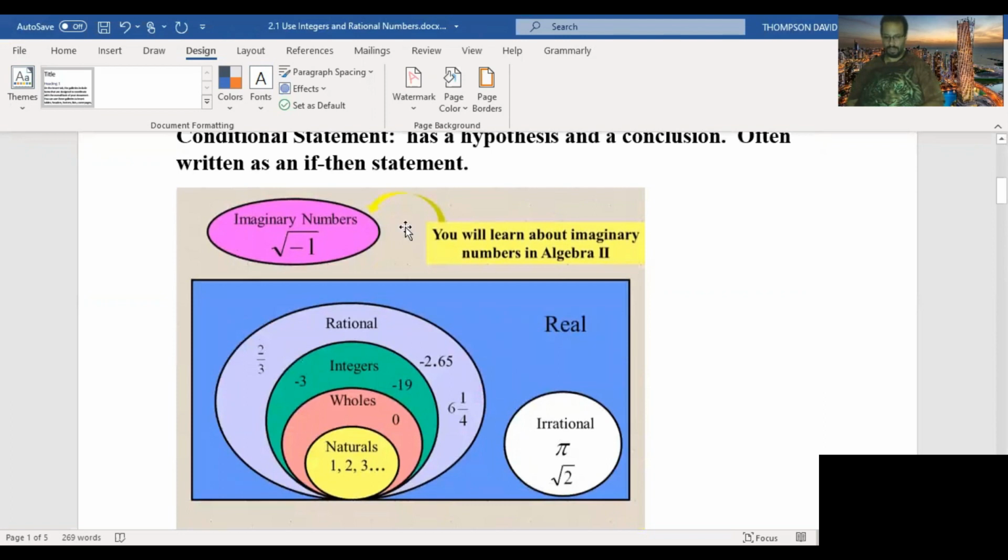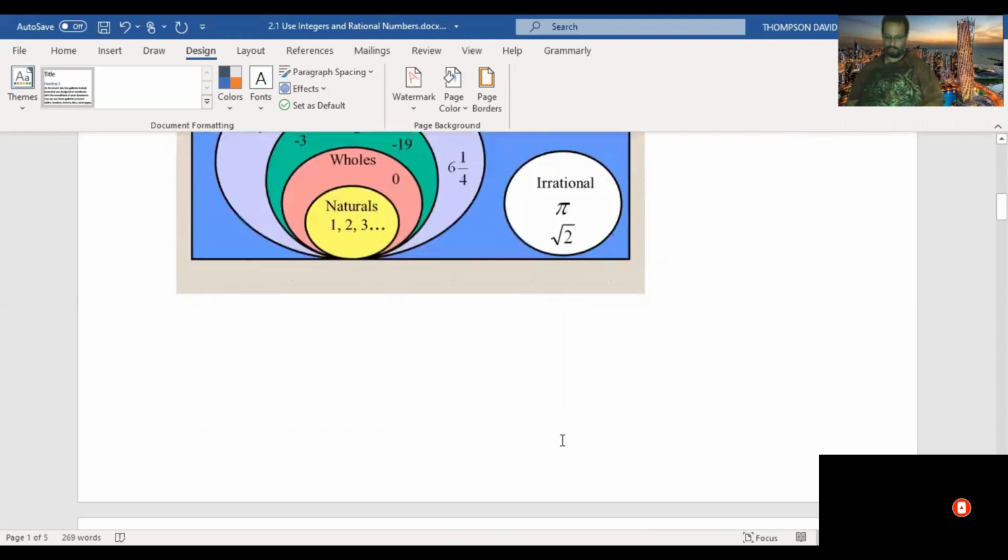So there are several types of numbers. There's imaginary numbers, which are typically studied in Algebra 2. There's rational numbers, which include fractions, decimals, and mixed numbers. We have our integers, which include our negative numbers, and our whole numbers, and our natural numbers, which are counting numbers like 1, 2, and 3. And then we have some irrational numbers, which include numbers like pi and the square root of 2.